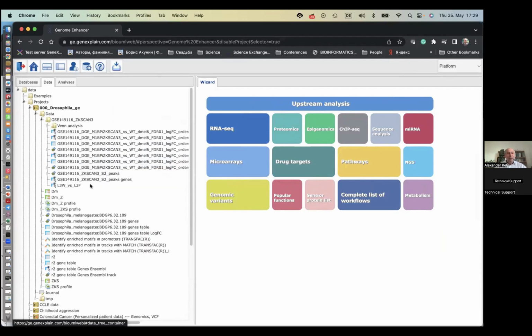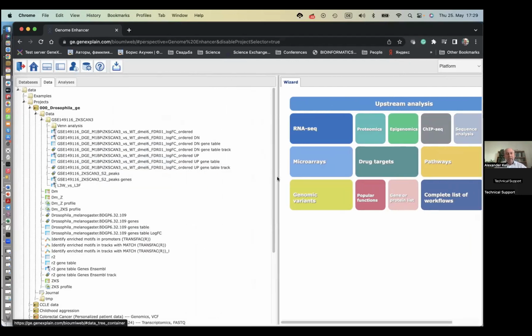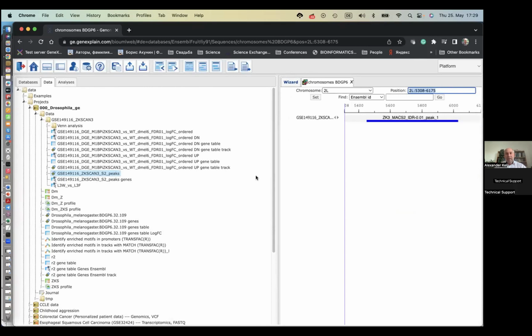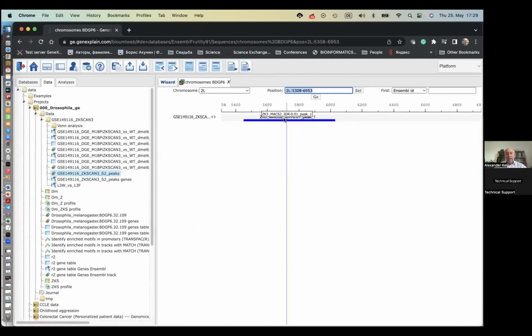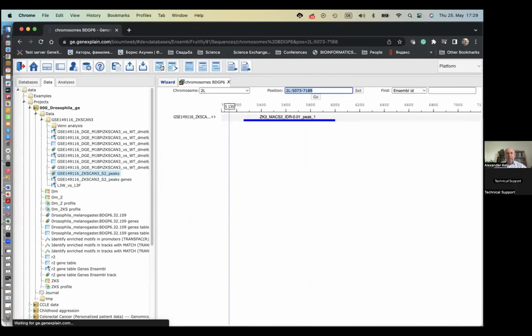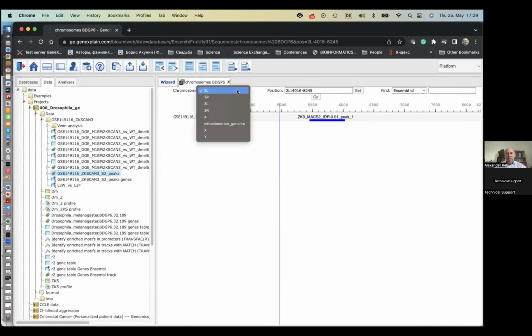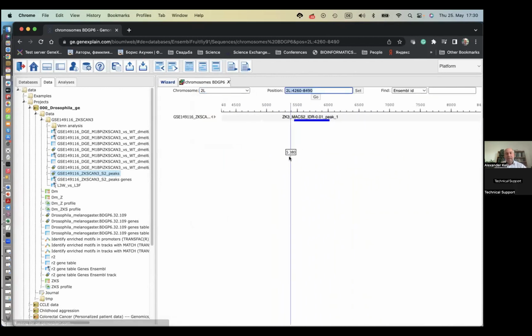So what we see here are two things. One thing, I uploaded the peaks. Let me just click on them. So you see this is opened in the Drosophila genome, and these are the peaks. The genome has several chromosomes, also the mitochondrial genome is here, so those peaks are located in different regions of the genome.